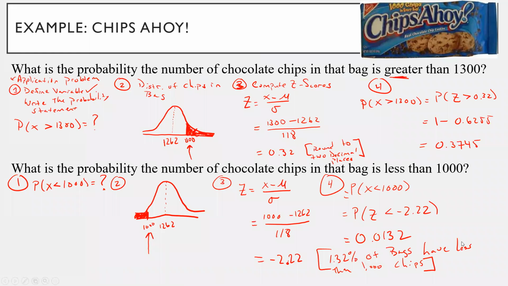So to go back to this problem, remember I said they said there was 1,000 chips in every bag. Is that true? No, it's not true, right? Because we see here that over 1% of bags don't have chips. And yes, Danielle, to answer your question, whenever it's a tail area to the right, you do 1 minus. Whenever it's a tail area to the left, you just read it right off the table.